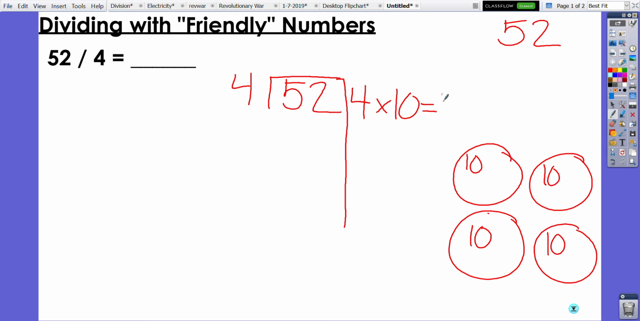And really what I've done here is divided out 40 of my original 52 students. Since those students are already grouped into teams, I can go ahead and take them away from my original 52. What that gets me is 52 minus 40, because I've already grouped out those 40 students. I have 2 minus 0 is 2, and 5 minus 4 is 1, so 12. I have 12 students left.